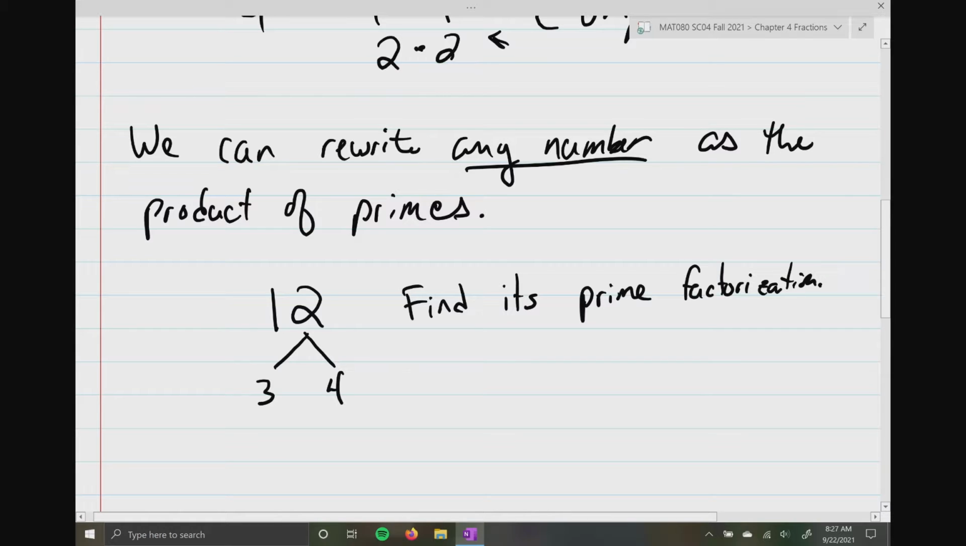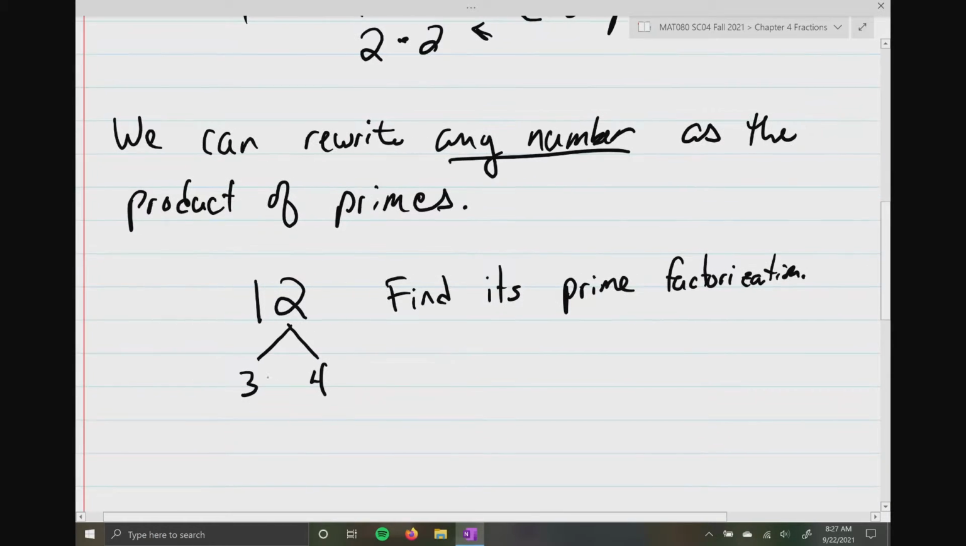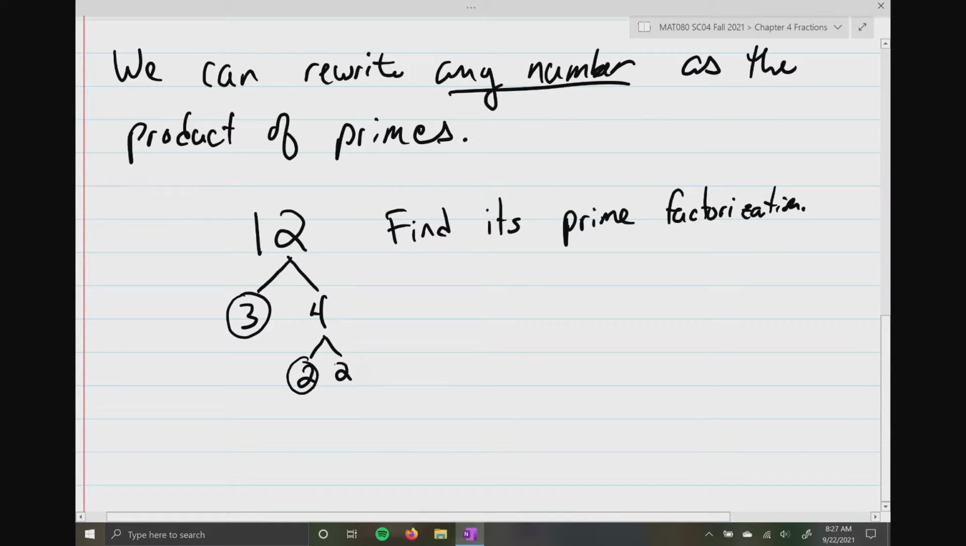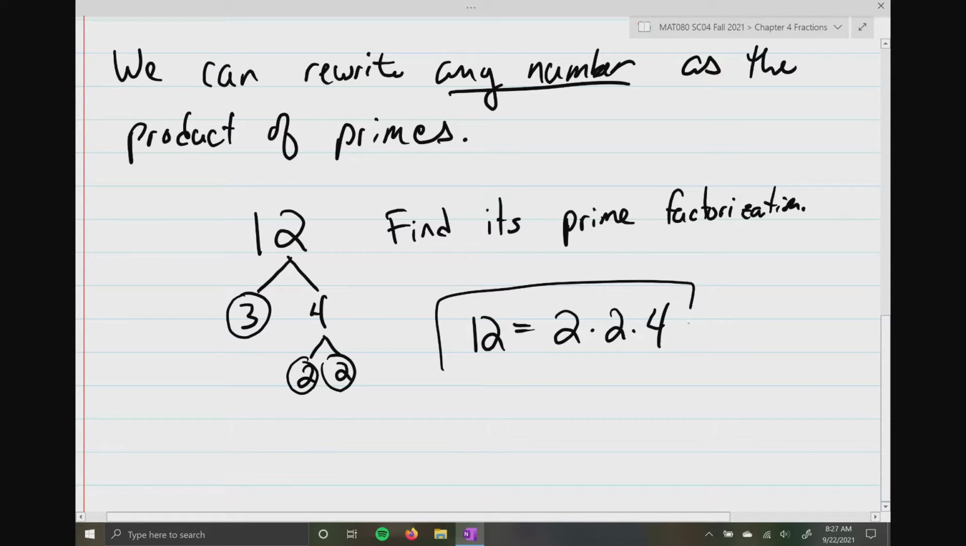Now, if you notice, 3 is prime, so I'm going to give this a little circle. However, 4 is composite, so I'm going to break that down a little further. Two numbers that multiply to give you 4: 2 and 2. Notice I didn't choose 1 times 4 because that doesn't change anything. Now I've got 2 times 2, and 2 is prime. And here's our prime factorization right here. 12 equals 2 times 2 times 4. Oh, sorry. Whoa. 2 times 2 times 3. Sorry, I got a little ahead of myself there.